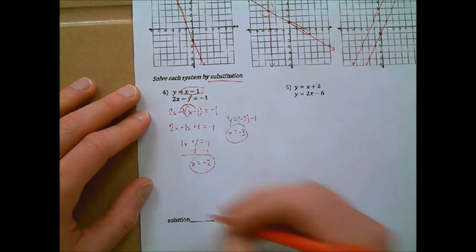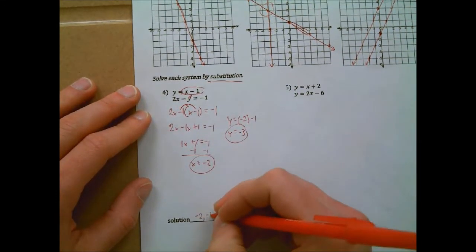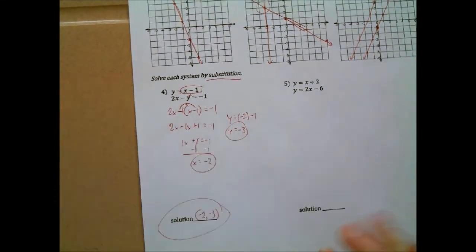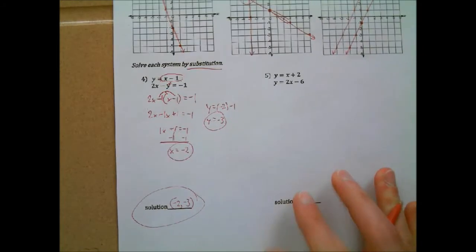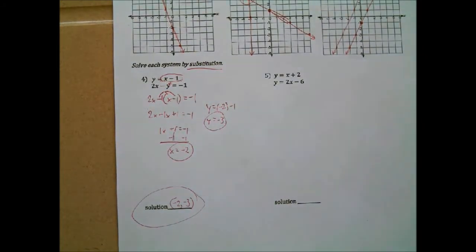So our final answer is (-2, -3). That's our solution there. Okay? Let's look at number 5.